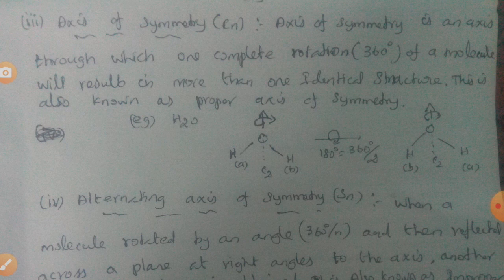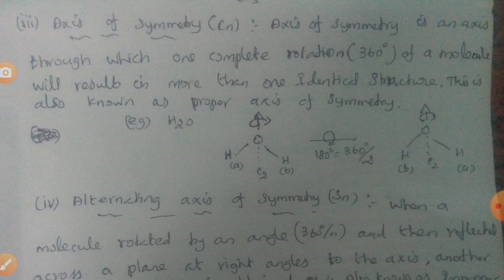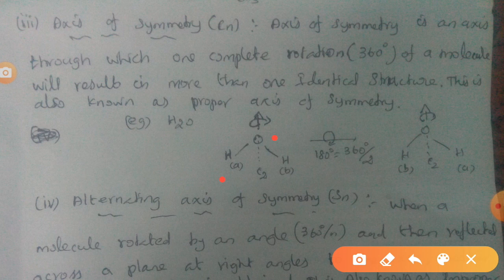So I am taking the example of H2O. We know the formula of H2O: 2 hydrogen and 1 oxygen. Here I put an oxygen and 2 hydrogen. One is hydrogen A, one is hydrogen B. This is the principal axis, the axis used for rotation of the molecule. So we rotate 360 degrees. When this molecule is rotated 360 degrees, we can get an identical configuration more than one time.